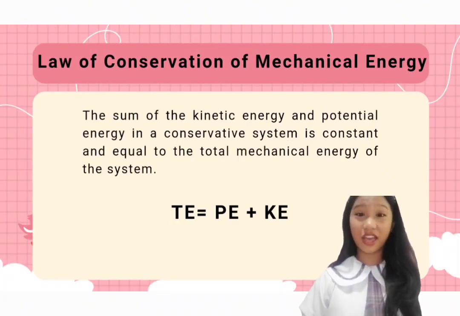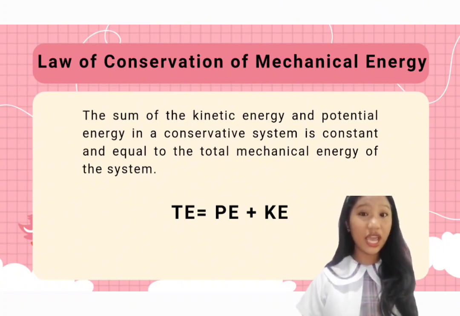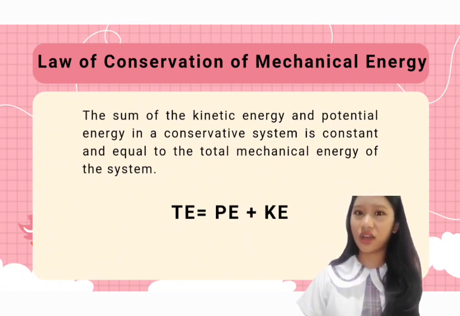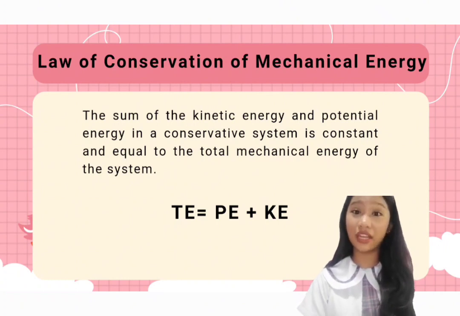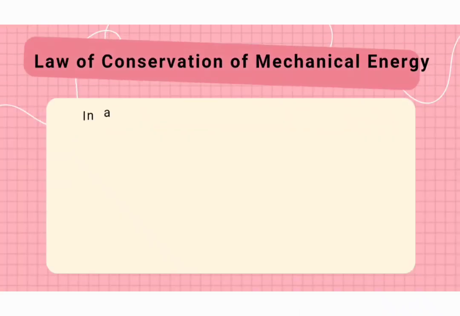Law of mechanical energy. The sum of the kinetic energy and potential energy in a conservative system is constant and equal to the total mechanical energy of the system. TE equals PE plus KE.